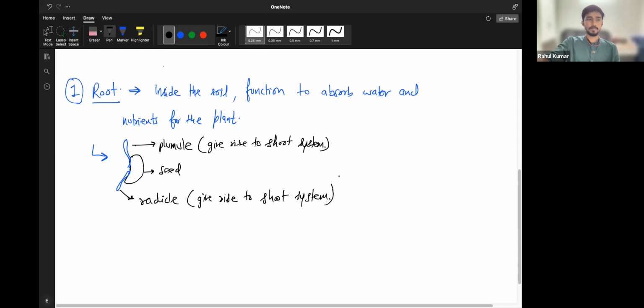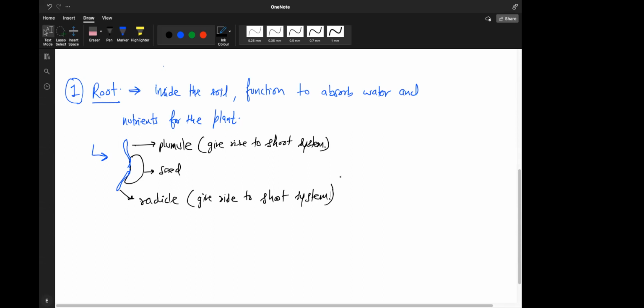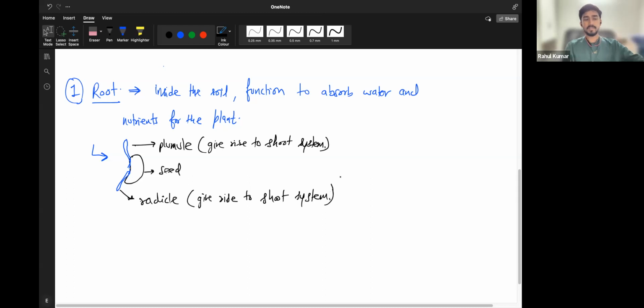Okay, correct. Now what else do you know about roots? So there is a primary root and secondary root. You know about that? Have you heard of these terms? Primary root, secondary root, tap root, fibrous root, adventitious roots. All these terms are clear to you or not? Yes. So let's talk about primary and secondary root first. So what is a primary and what is a secondary root?